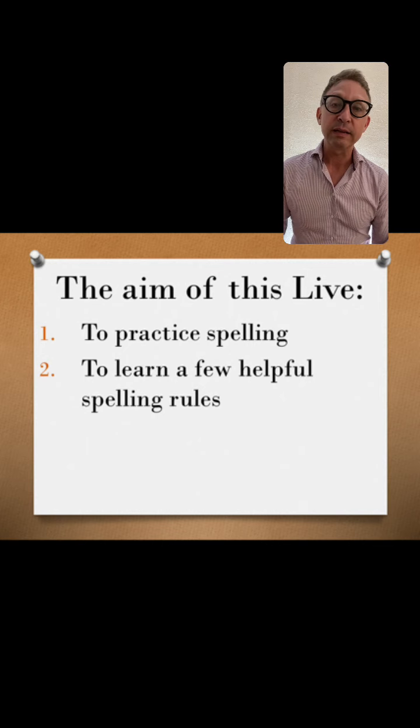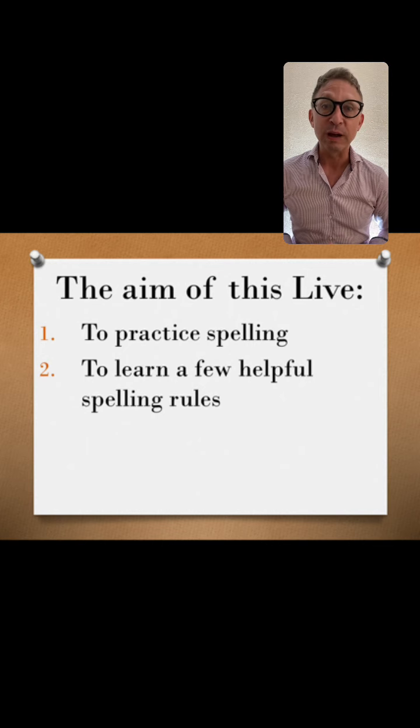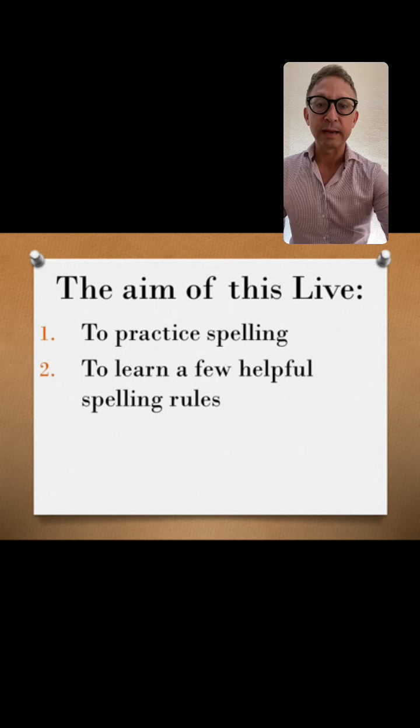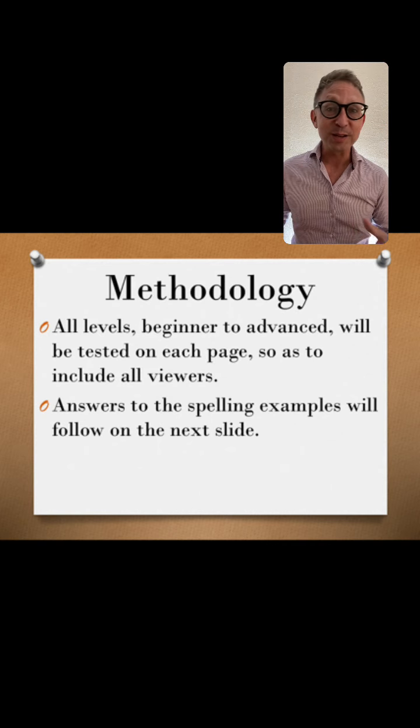And then finally, the second aim is to learn a few helpful spelling rules. We're going to look at 5 issues or rules dealing with spelling in English. What's the methodology employed? It's that we include all learners on every page. So there'll be some easy words, some moderately difficult, and today there will be some difficult words. I doubt that anyone will get 100%.